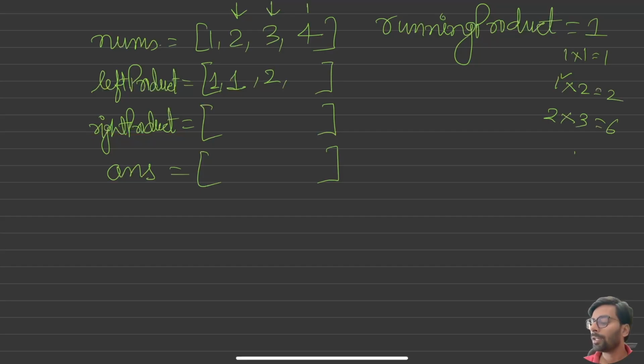Now what is the running product so far at position 4? So far it is 6 and we need to update this value. So we should update this by taking the previous value and then multiplying with the current value. So this is 24. So running value is 24.